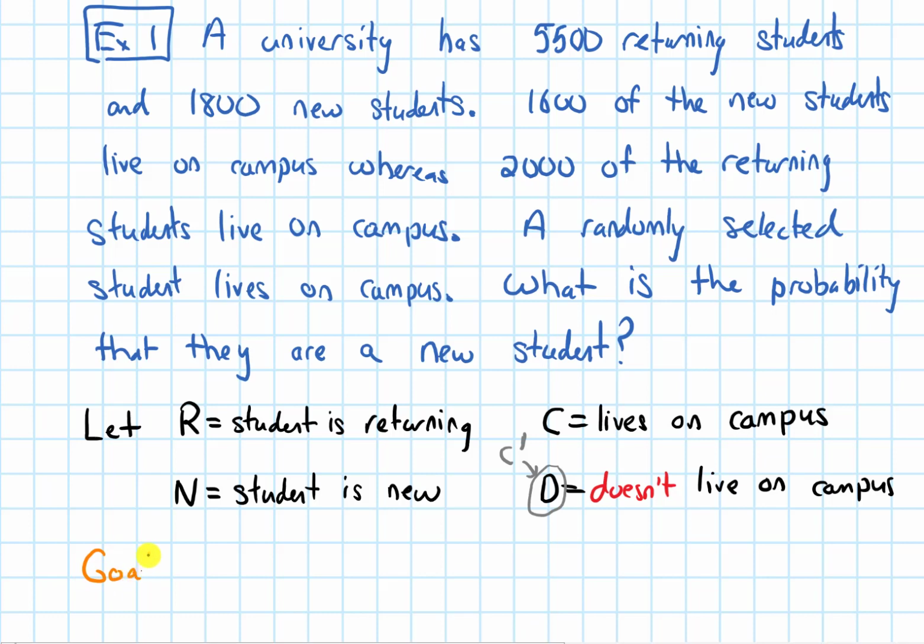Alrighty, so that said, what probability are we trying to find? Our goal here is to find the probability. Well, it tells us that a randomly selected student lives on campus. In other words, we're given that they live on campus, and then it asks, what's the probability that they happen to be a new student? In other words, what's the probability that they are new, given that they live on campus? So with our labels, this is asking for the probability of N, given that C occurs. So let's get into how we would find this.